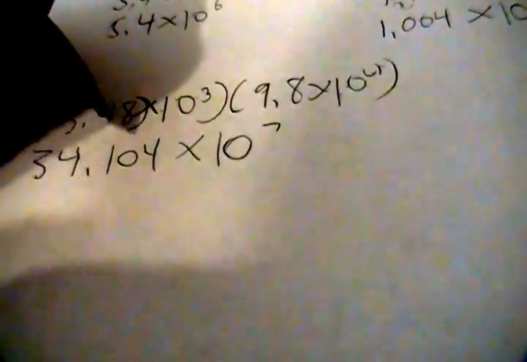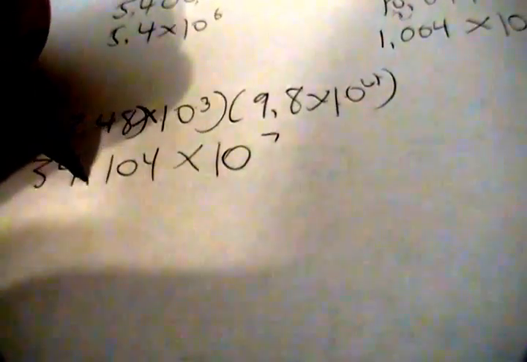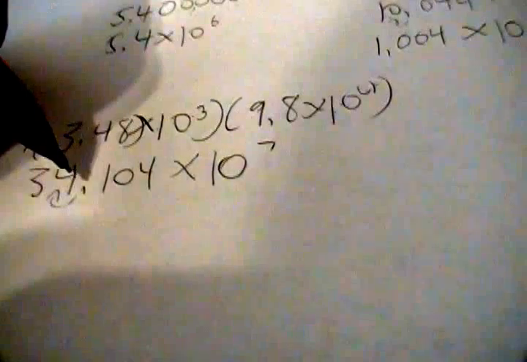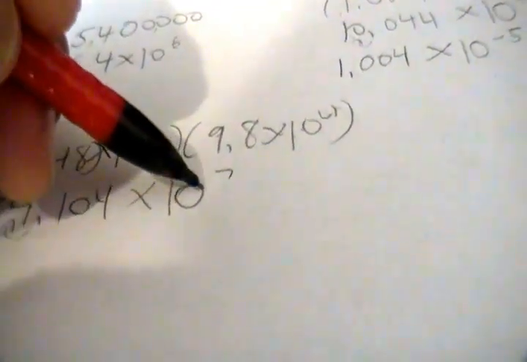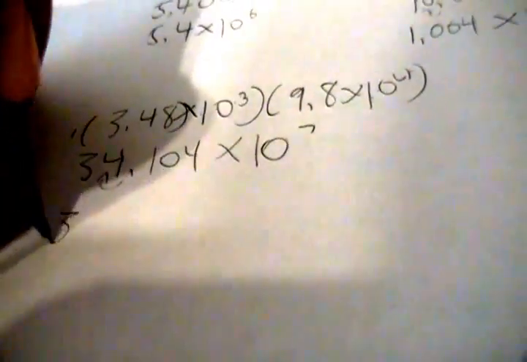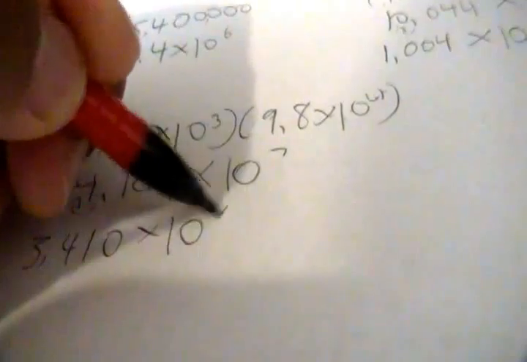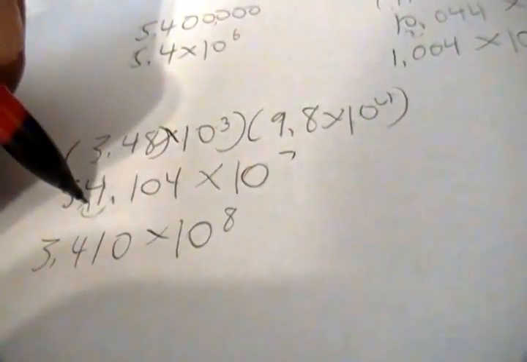Again, because this isn't fully scientific notation, we have to move the decimal point one spot. If we move it one spot, this power becomes bigger. So this becomes 3.4104 times 10 to the 8th power, because we move one spot to the left, so this increases by 1.